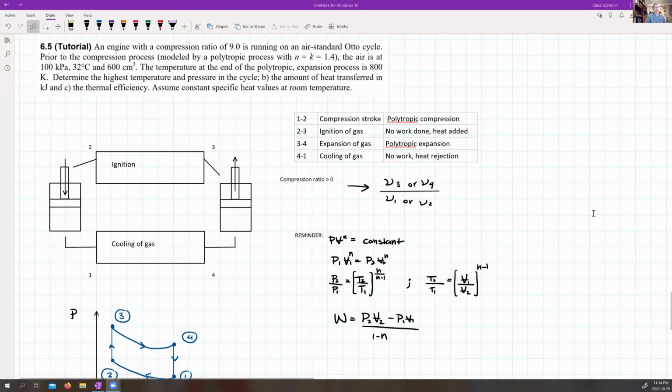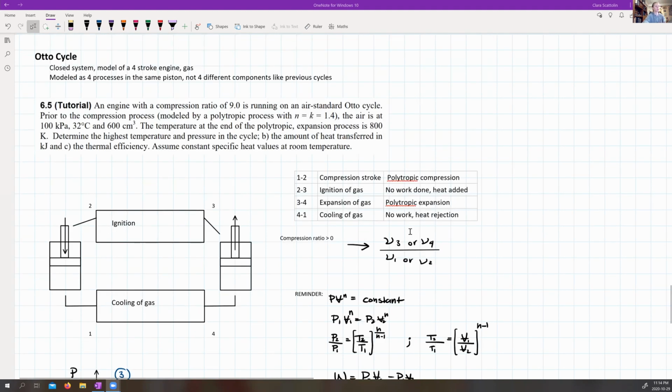Okie dokie. So this is the third and last portion for this week. It's going to be about an Otto cycle. An Otto cycle is slightly different from the other two cycles we looked at. An Otto cycle is going to be a single closed system, to model a four-stroke engine. Essentially, it's just going to be one piston that we're bringing through 4 phases. It's not 4 different components in the same cycle.